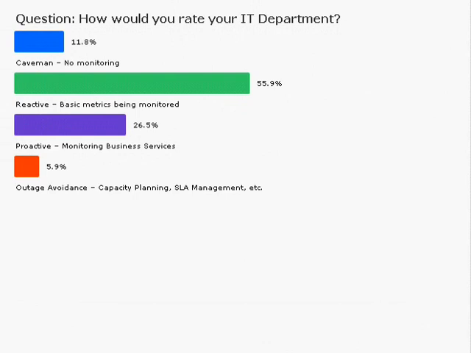I would say there's some really good news here. And if you're in the caveman category, the good news is you're going to see the most quick improvement. It's like when you first go on a diet, those first few pounds are the easiest to lose. So that's really good. Very consistent, yeah, and I would say 50% approximately do believe they are in a consistently reactive state. The proactive, that's fantastic.